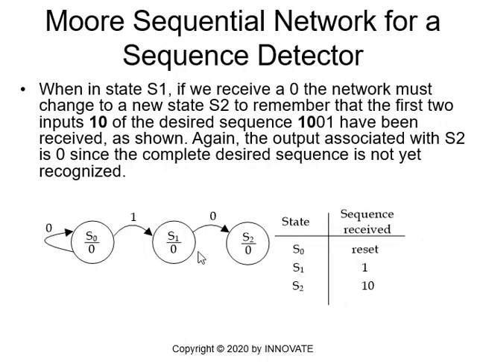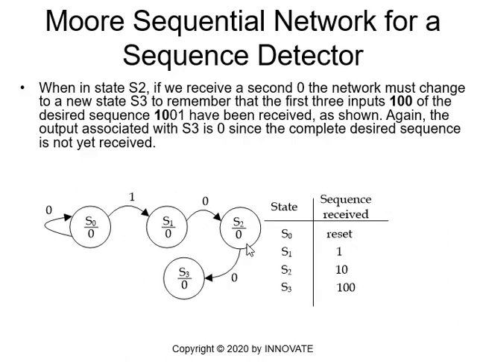Now, when in state S1, if we receive a 0, the network must change to a new state S2 to remember that the first two inputs 1, 0 of the desired sequence 1001 have been received. As shown, again, the output associated with S2 is 0, since the complete desired sequence is not yet recognized. So S2 will remember 1, 0. So again, 1 is remembered by S1 and 0 will be remembered by S2, or the machine will remember now 1, 0.